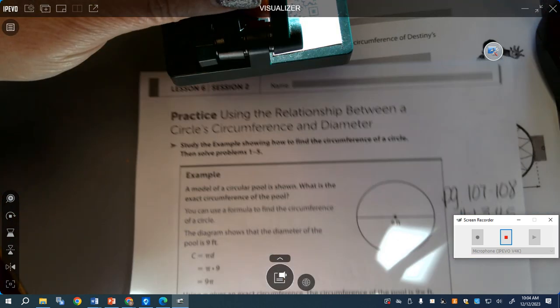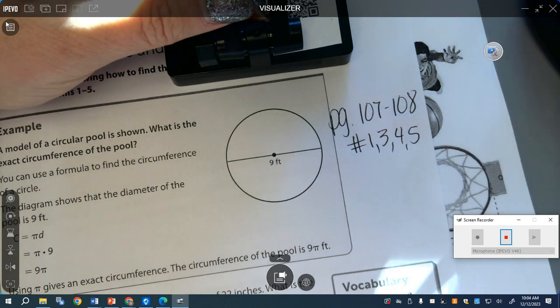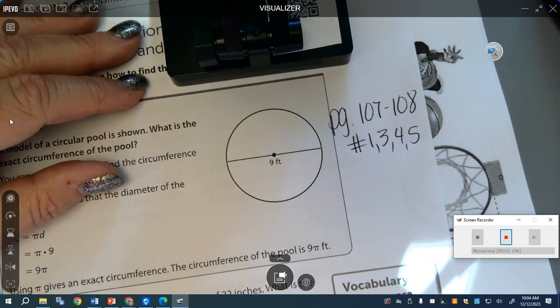So, you guys have to read through the problems. Take your time, okay? And really understand what's happening. Okay? Be on your very best behavior.